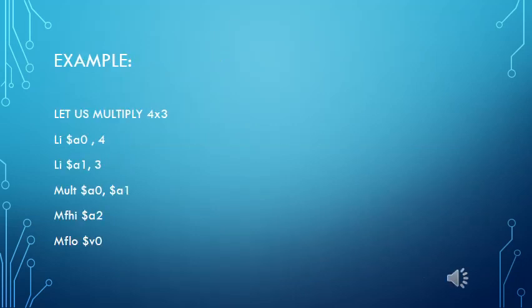Now, let us just take a simple example in order to demonstrate this. First, we will multiply 4 and 3. So we'll load 4 into A0 and load 3 into A1. Then we will multiply them. Now, for the MFHI, which is move from high, we'll move all the result that was placed in high into A2. In this case, it will be full of zeros because 4 times 3 is 12 and can fit in 32 bits. So all of the result will be stored in the low part of the multiplication. So in the last instruction, we will move from low into V0, which is our result.